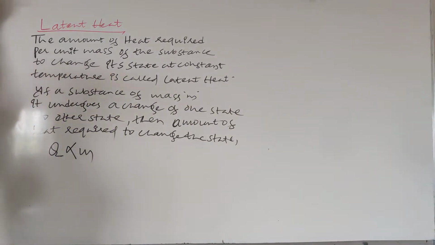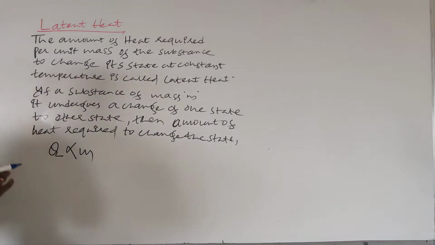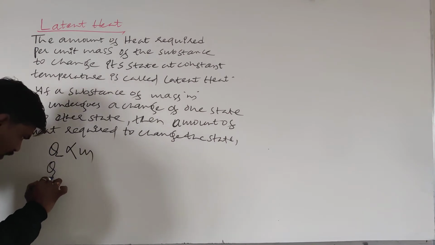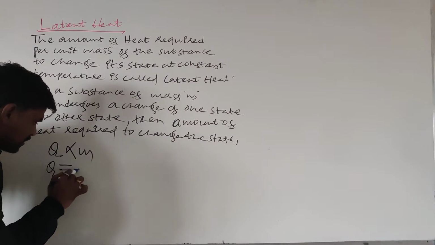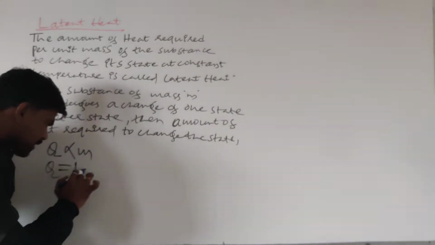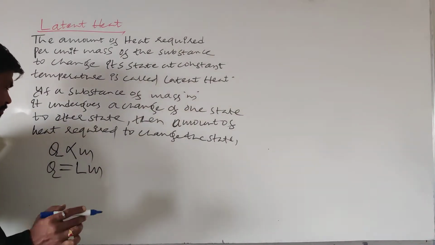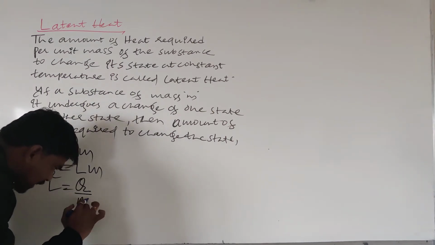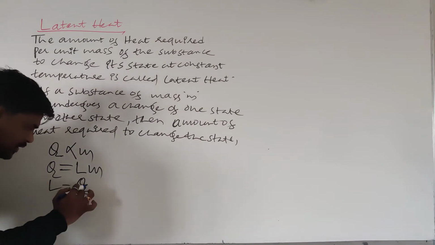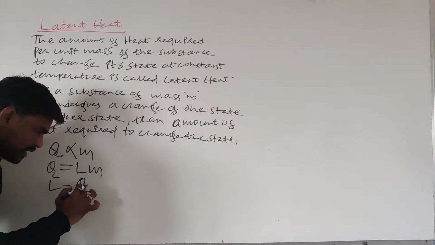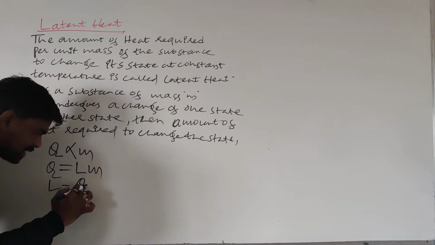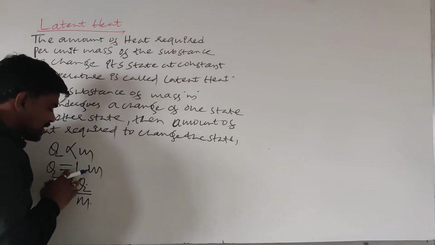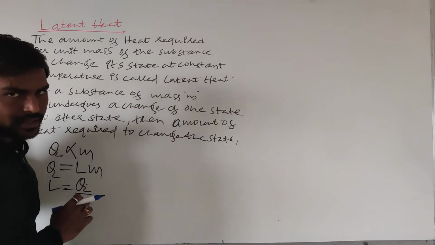Now see, we can also say the amount of heat is directly proportional to mass. Now see, here Q is equal to L times M, where L is the constant. So then L is equal to Q divided by M. So this amount of heat per unit mass is called what? Latent heat. Here the constant L is called latent heat.